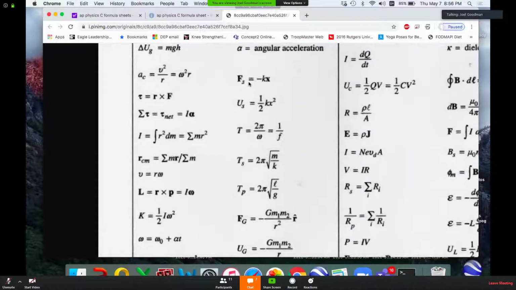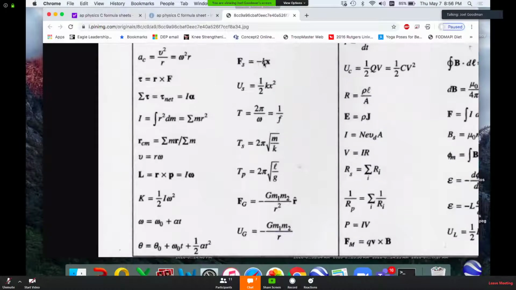Let's wrap this up. A spring, 1/2 kx squared. Negative kx. Potential energy of what? Spring. Yep.